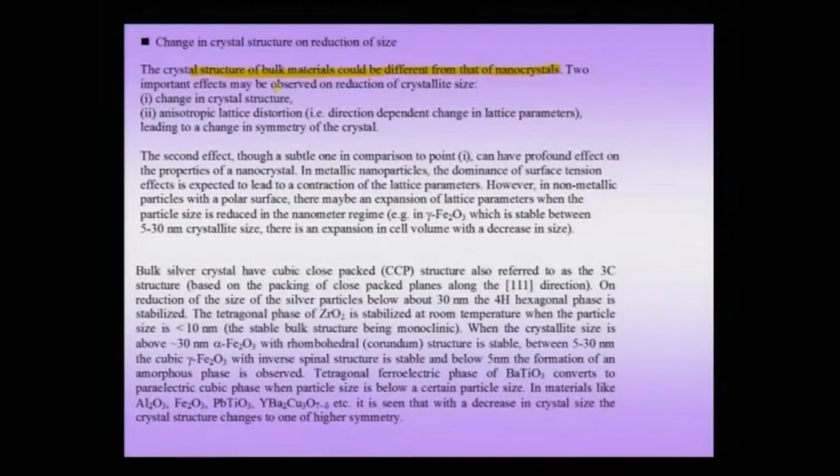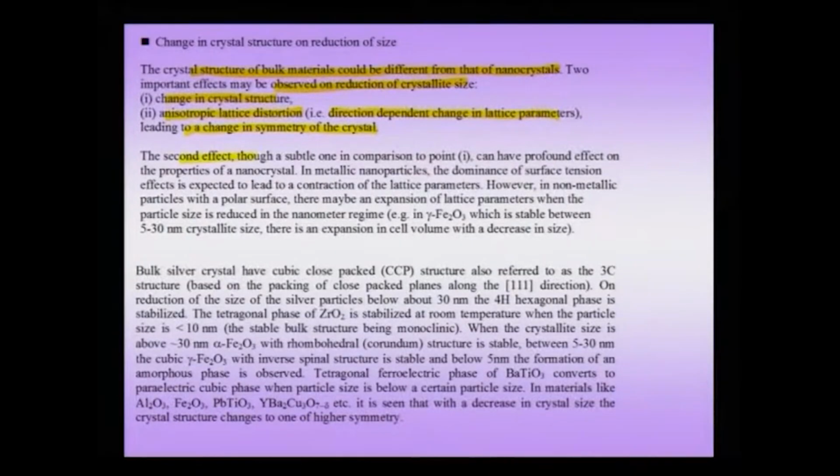Two important effects may be observed on reduction of crystallite size. One, of course, is a change in crystal structure itself, which is a drastic change. The second possibility is an anisotropic lattice distortion, which is a direction dependent change in lattice parameters, leading to a change in symmetry of the crystal. So, there are two possibilities. One is a change in crystal structure, the second is a change in lattice parameter. This change in lattice parameter additionally could be anisotropic. That means, the change along one direction in lattice parameter could be different from the change in the other direction.